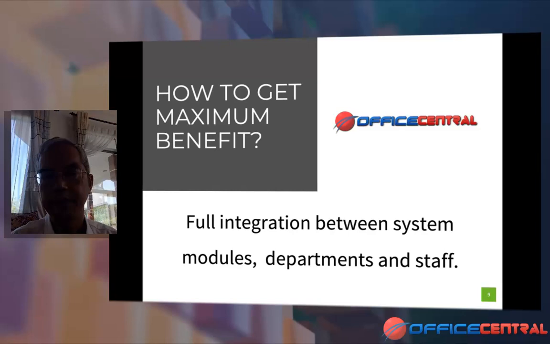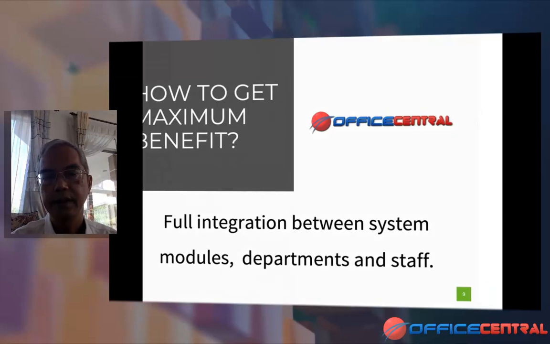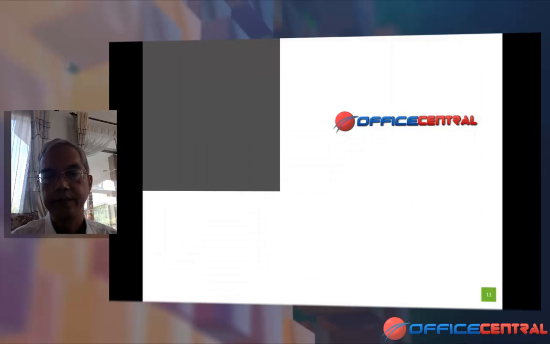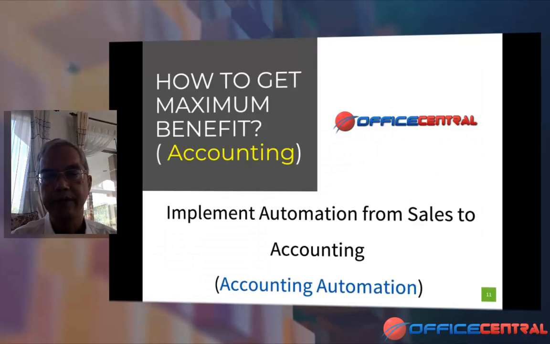So how do we get maximum benefit? We need to look at the full integration between system modules, departments, and staff. We need to look at the technology itself, a full internet and mobile-based system to manage your company operation. How do we get maximum benefit from accounting? We should implement the automation from sales to accounting. Basically, your salespeople do their work and the accounting is done automatically by the accounting automation.